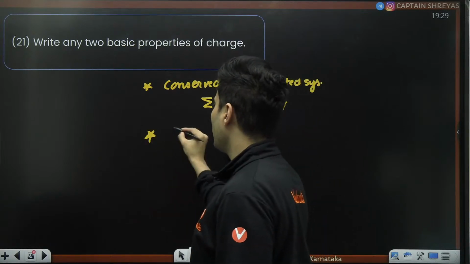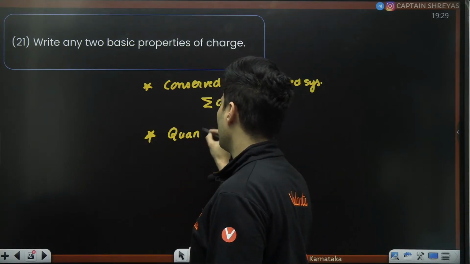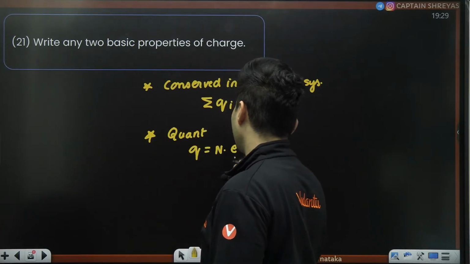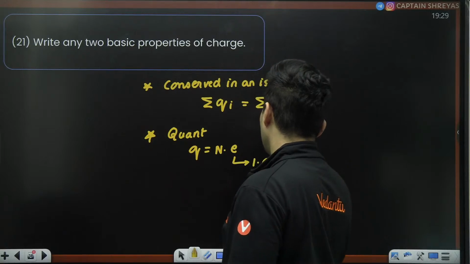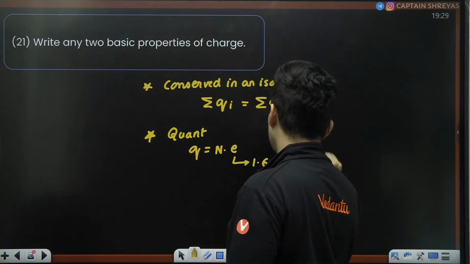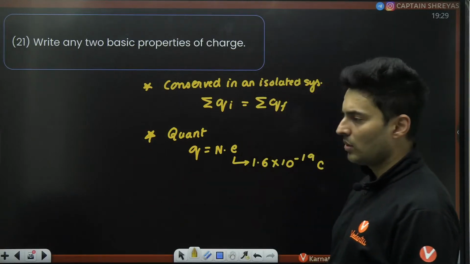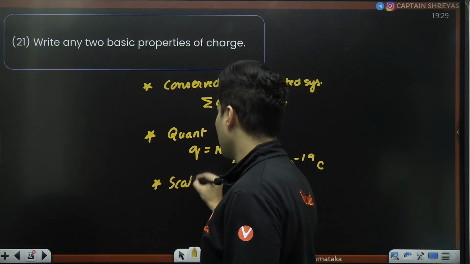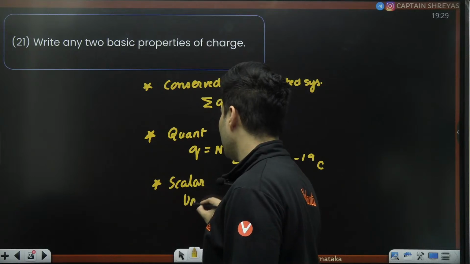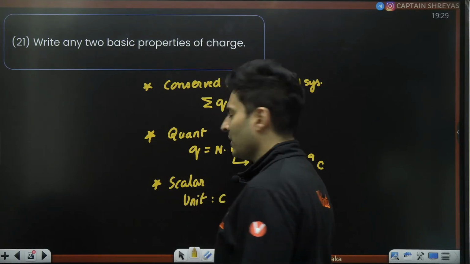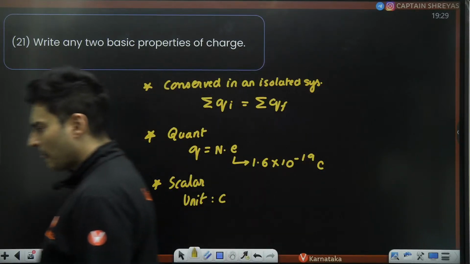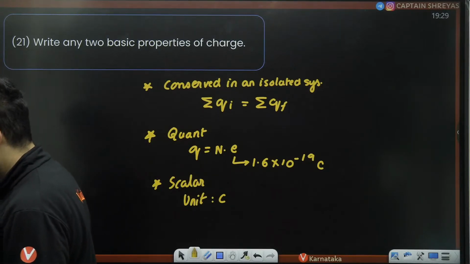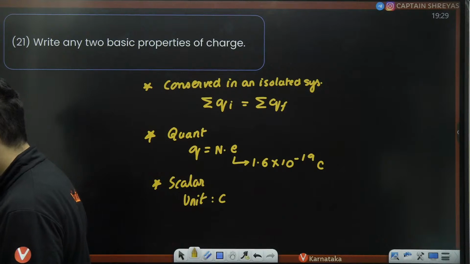Then the next you can say is quantization. So charge is always an integral multiple of e, where e is 1.6 × 10^-19 coulomb. This is what you can write. If more properties are asked, then you can say it is a scalar quantity and the unit is coulomb. So all these things you can write down. I hope this is clear. Yes, additive. Yep, it is quantized.